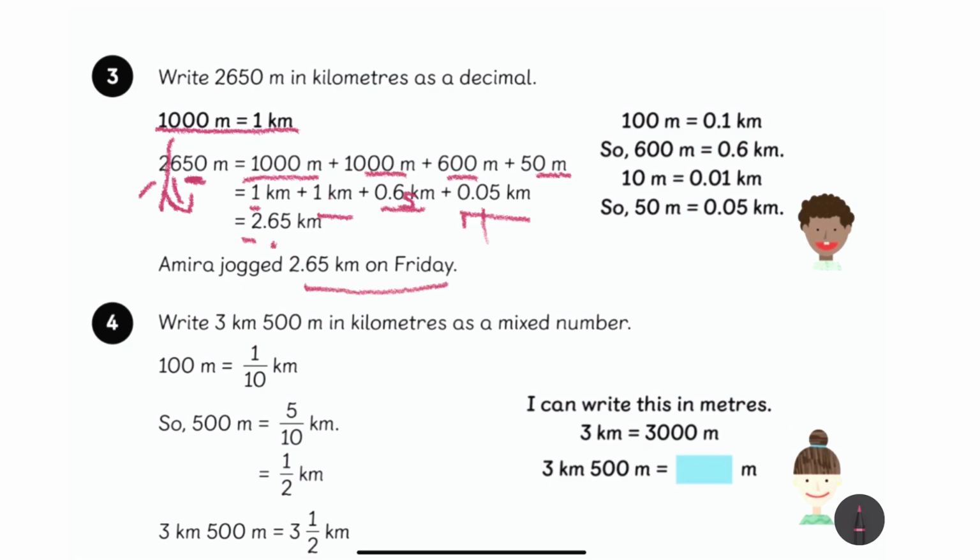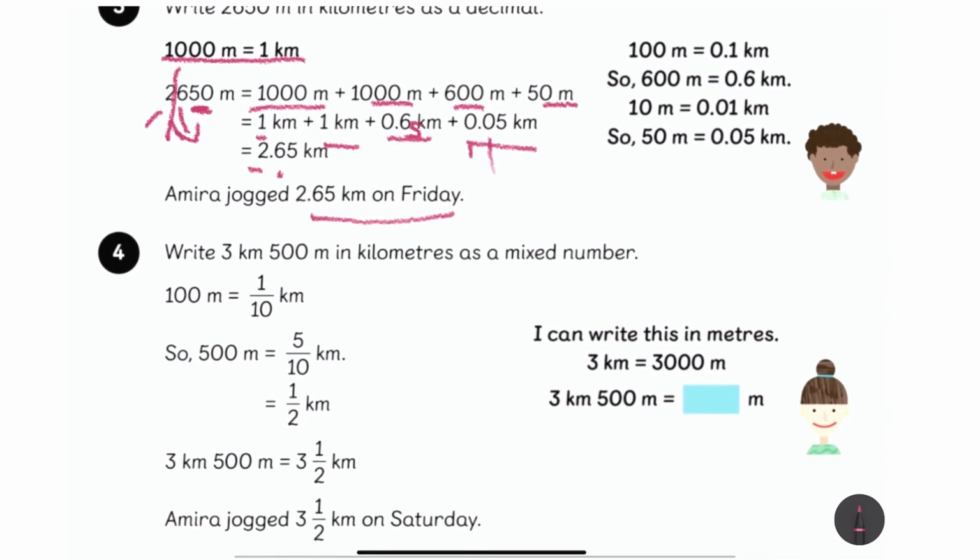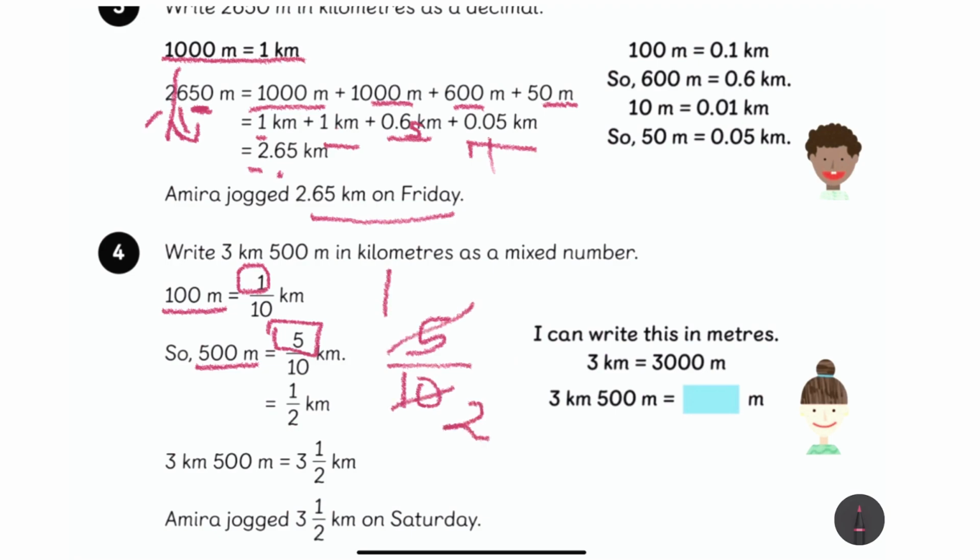3 kilometer, 500 meters in kilometers as a mixed number, right? What you do here is 100 meter equals 1 over 10 kilometer. Therefore, your 500 meter is nothing but 5 over 10 kilometers. 100 meter is 1 over 10, so 500 meters will be 5 over 10. Now, when I divide this, 5 times 1 is 5, 5 times 2 is 10. That is how I get half kilometers. So my 500 meter is something I can write as 3.5 kilometers.